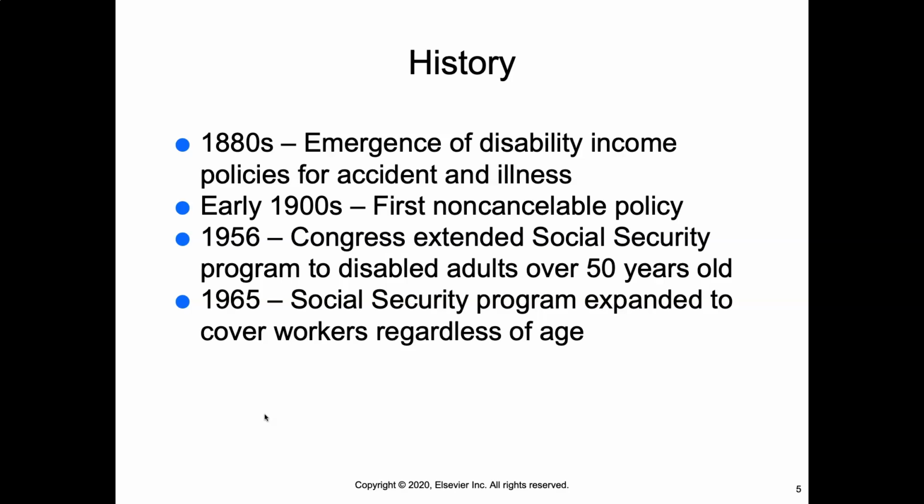Disability income policies started being offered in the 1880s, so they've been around a good long time. And in 1956, Congress extended Social Security to disabled adults over the age of 50. In 1965, it expanded Social Security benefits to disabled adults regardless of age. So you can see over time where that aspect of Social Security became broader.